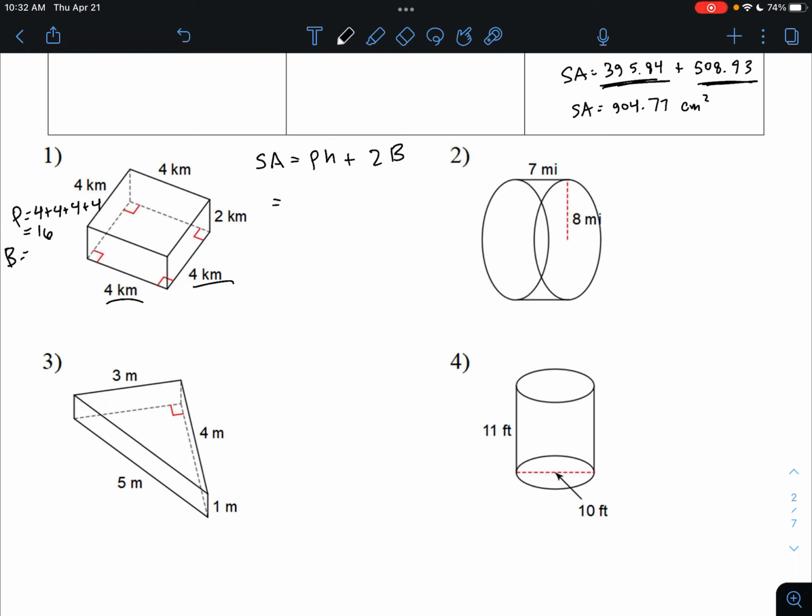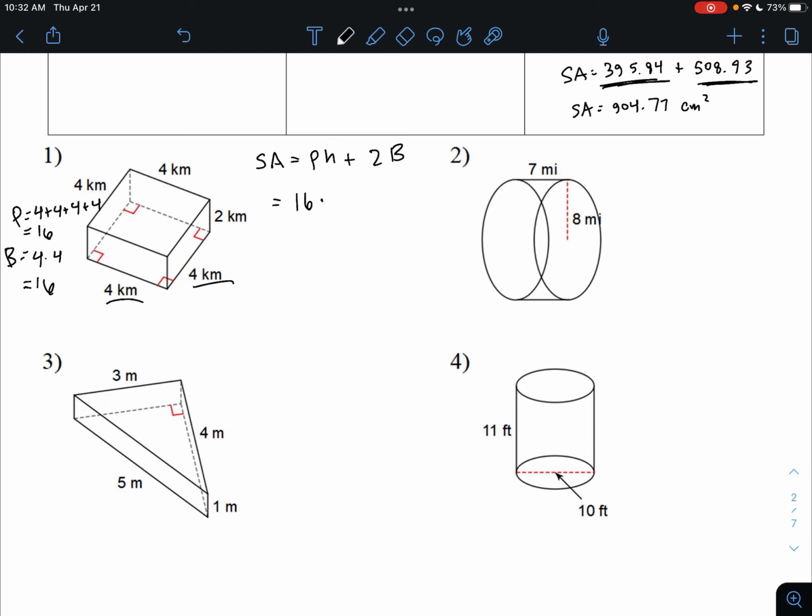Our area of our base, since it's a square, is just 4 times 4, length times width, which happens to be 16. Now, it's not always going to be like that, but it is in this problem. So you're going to still do it by adding and multiplying, depending on whether you're doing perimeter or base area. So we have our perimeter of 16.